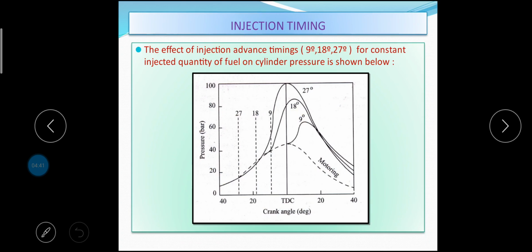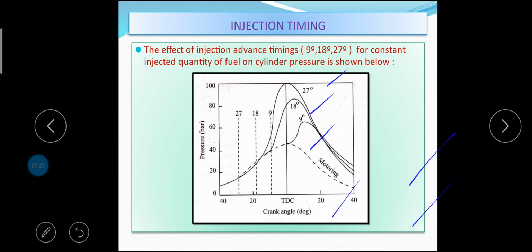Next, injection timing. The effect of injection advance on the pressure variation is shown in this figure. For three injection advance timings of 9 degrees, 18 degrees and 27 degrees before top dead center, the injected quantity of fuel per cycle is constant. As the pressure and temperature at the beginning of injection are lower for higher injection advance, the delay period increases with increase in injection advance. The optimum angle of injection advance depends on many factors, but generally it is above 20 degrees before top dead center.